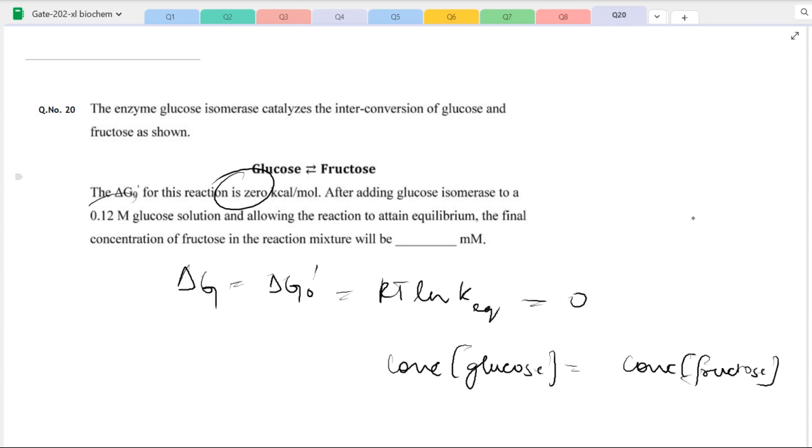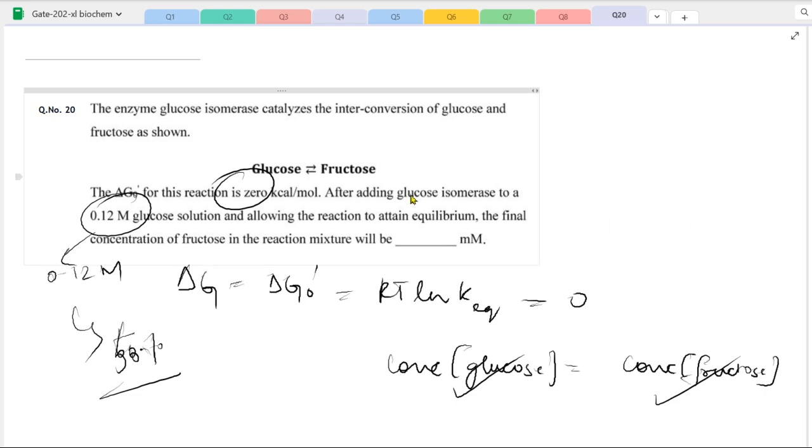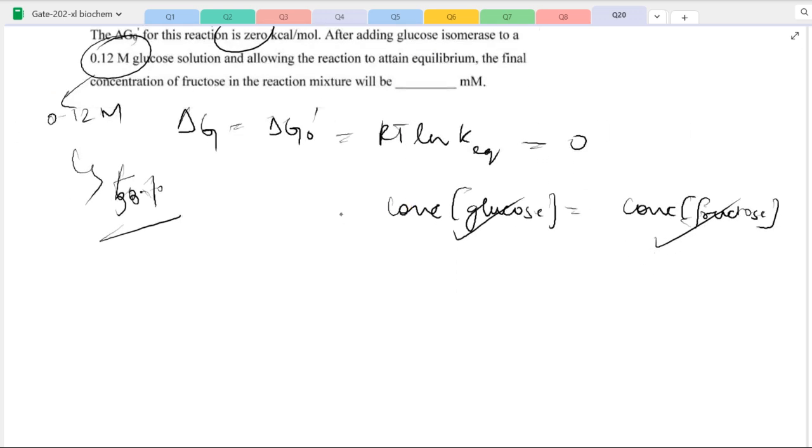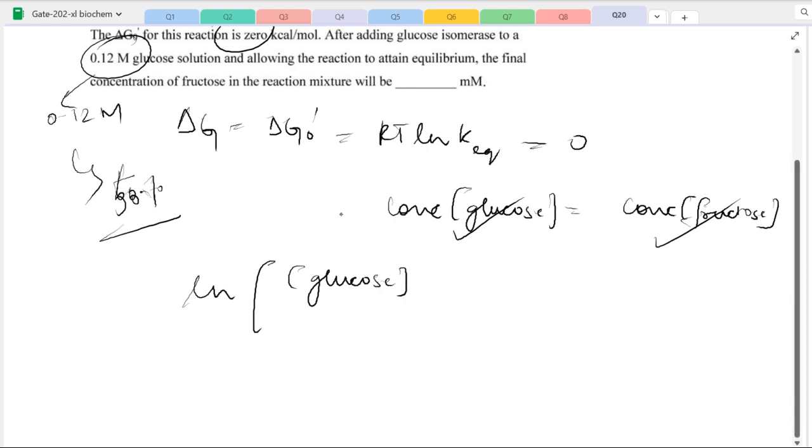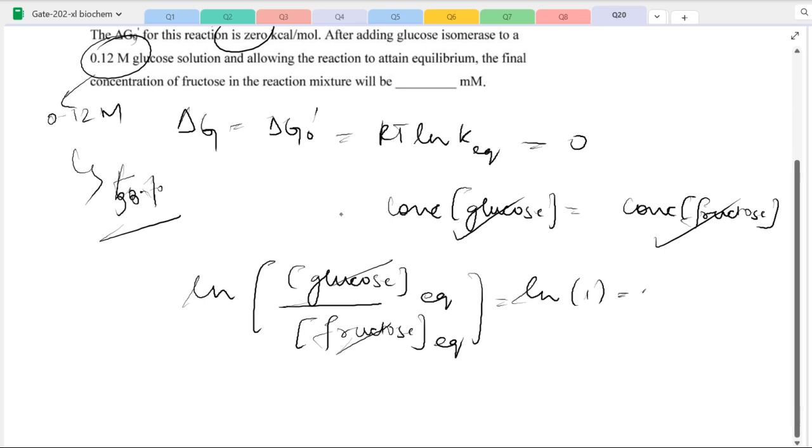The starting concentration here is 0.12 molar. So at equilibrium, this will become 50% of its concentration, so that the concentrations of glucose and fructose are the same. Half is getting converted, so ln of glucose concentration at equilibrium and ln of fructose concentration at equilibrium are going to be the same. This is going to be ln 1, which gives you an answer of 0. That's why you have 0 here.